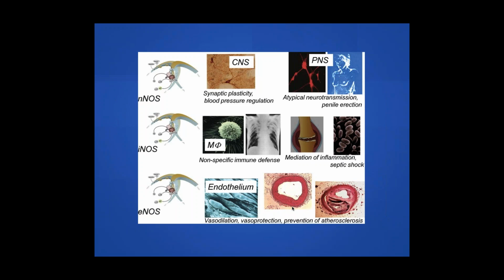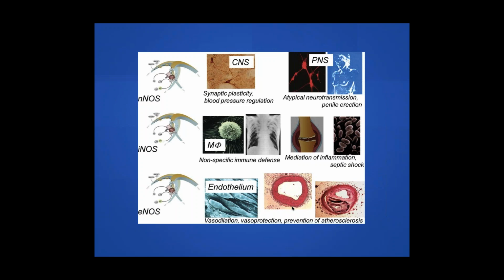So again, here's the breakdown of the three different kinds of nitric oxide. The neuronal is involved in synaptic plasticity, blood pressure regulation, atypical neurotransmission, and penile erection. So that's the one that we think of when we take Viagra, it increases nitric oxide, it increases erection in men. The inducible nitric oxide is involved in nonspecific immune defense.